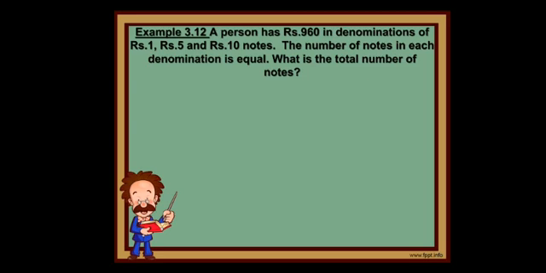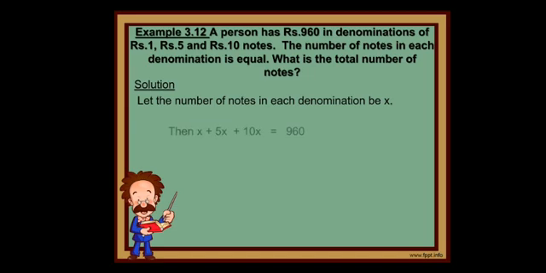We have to find out the total number of notes. So how to solve this one? They have given that the number of notes in each denomination is equal, right? So we'll take x as the number of notes in each denomination. If we have x notes of 1 rupee, we'll have x rupees. And x notes of 5 rupees, we'll have 5 into x, that is 5x rupees. And x notes of 10 rupees, we'll have x into 10, that is 10x rupees. When you add all these amounts, you will get 960 rupees. So x plus 5x plus 10x is equal to 960.